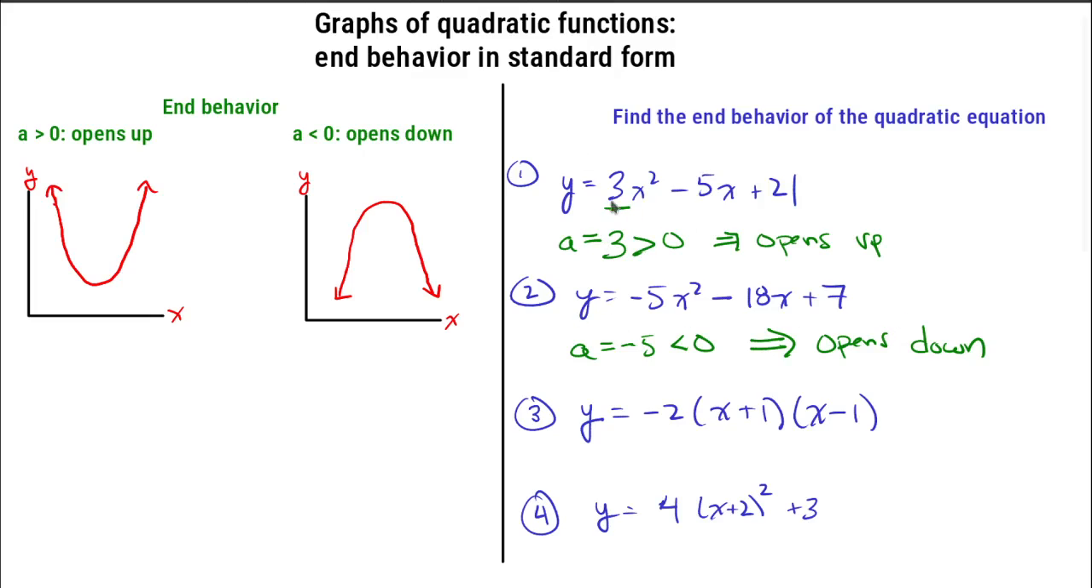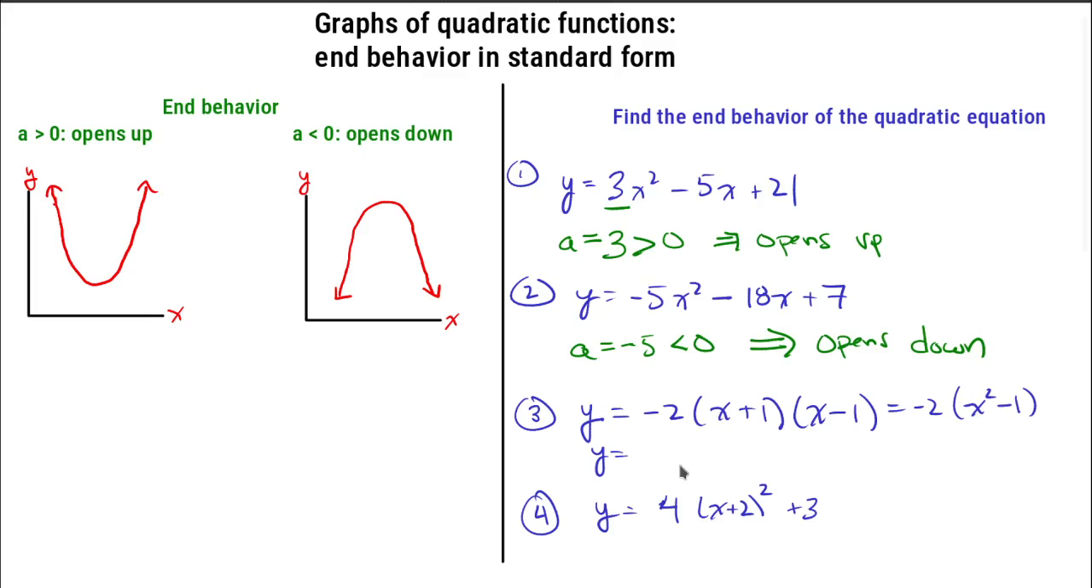So these first 2 examples were in standard form, ax squared plus bx plus c. Sometimes you have a quadratic that isn't in standard form, but you can still find the leading coefficient pretty easily. So here we have something in factored form. If you FOIL this out, you're going to get negative 2 times x plus 1 times x minus 1. That's a difference of squares, so that would be x squared minus 1.